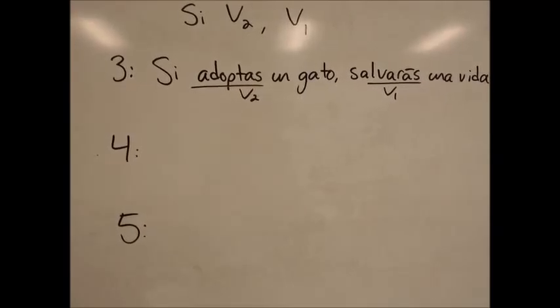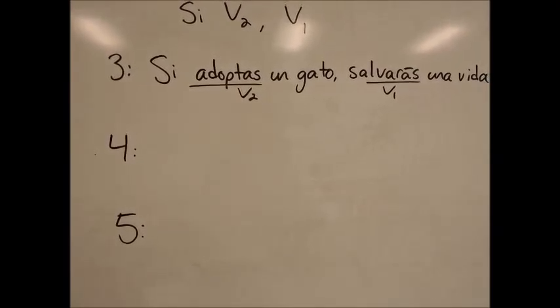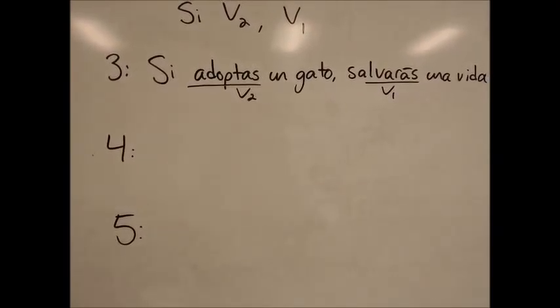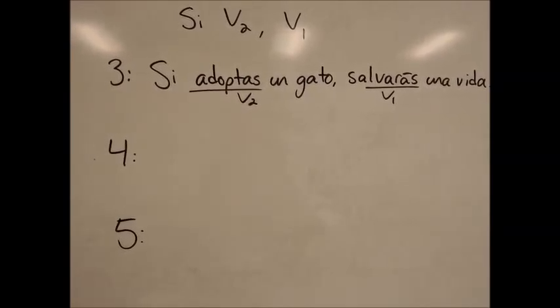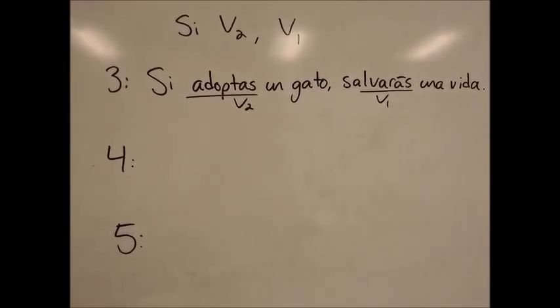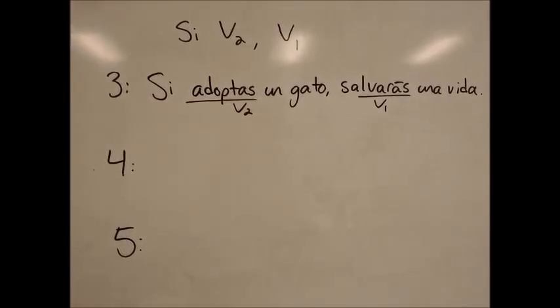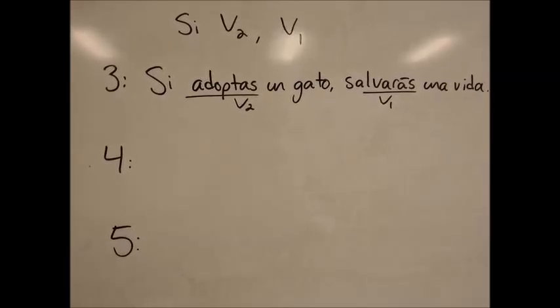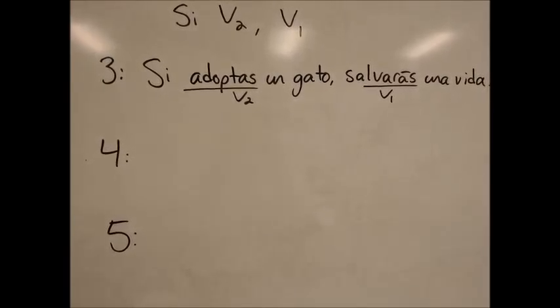The first one is tres punto punto. Si adoptas un gato, salvarás una vida. If you adopt a cat, you will save a life. The V2 comes before the V1. It's very important to put that comma at the end of V2.